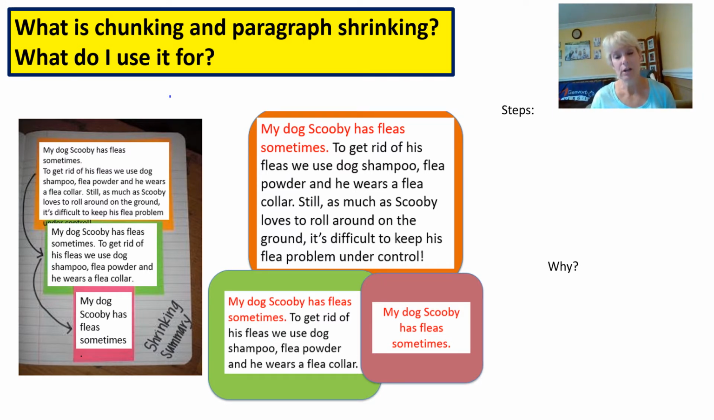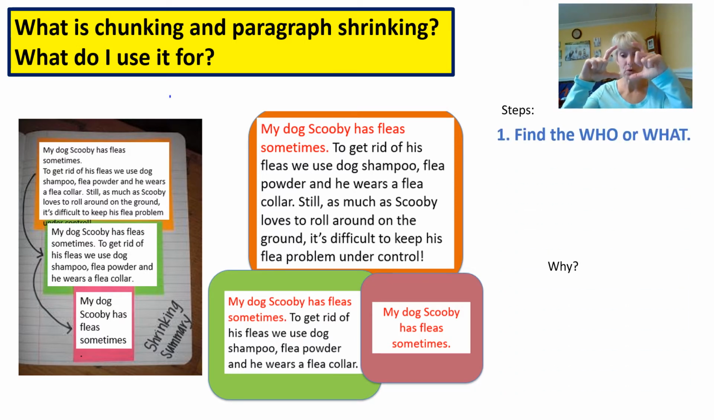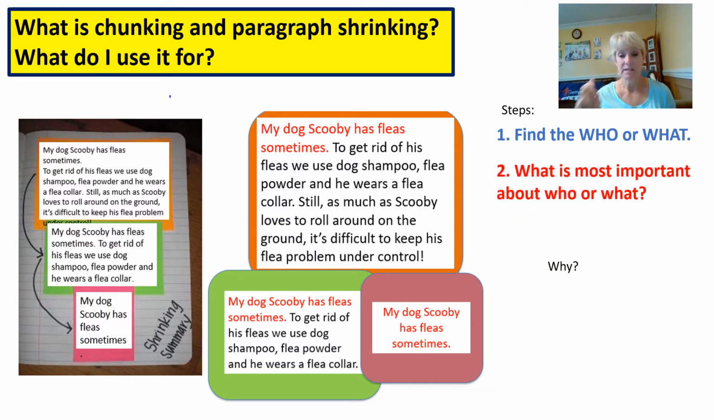Paragraph shrinking is exactly what you see modeled over here on the left for you. You can see that there are some steps to paragraph shrinking. The first step is, after I've chunked it and got it into a smaller section, to decide who the passage is talking about or what it is talking about. Second, what is the most important thing about that who or that what? And then the third thing is putting that together in a really quick sentence that has 10 words or less.